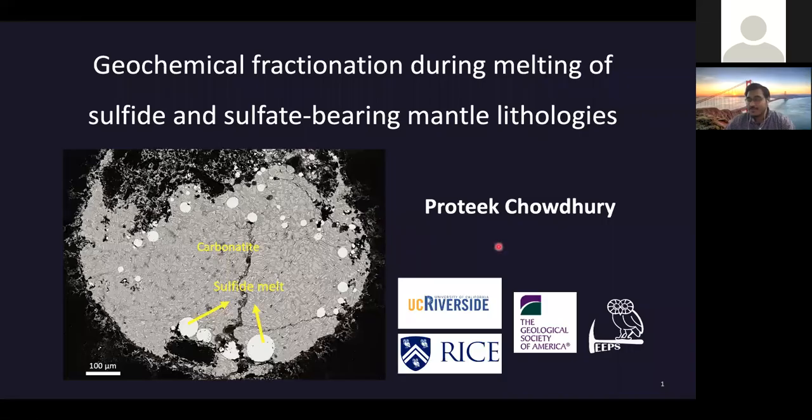So this image you can see is a BSE, backscatter electron, image of an experiment that I did during my work, and it's a carbonatite, quenched crystals here, and the sulfide melt. We use this experiment for measuring the sulfur content of a carbonatite. So without any further ado, let's move on to the talk.